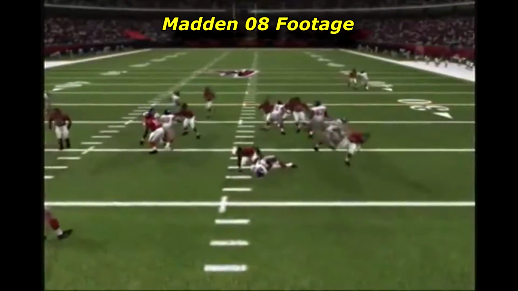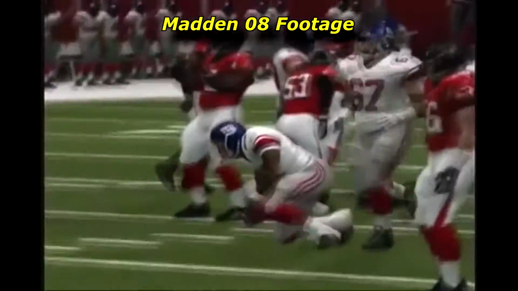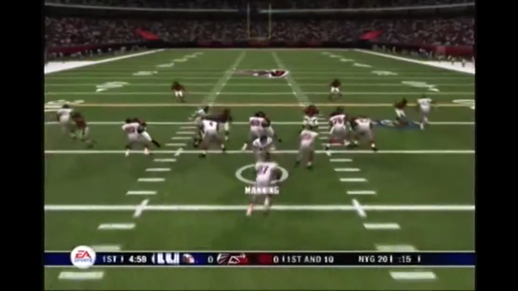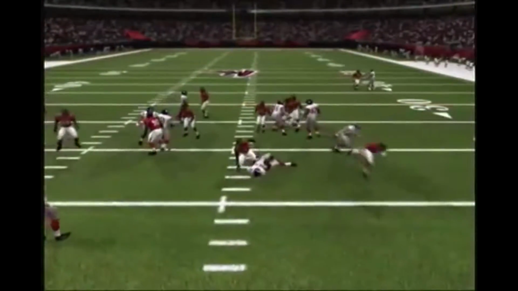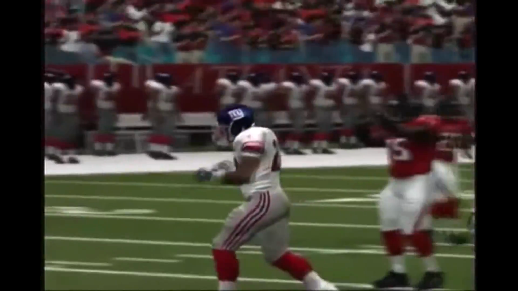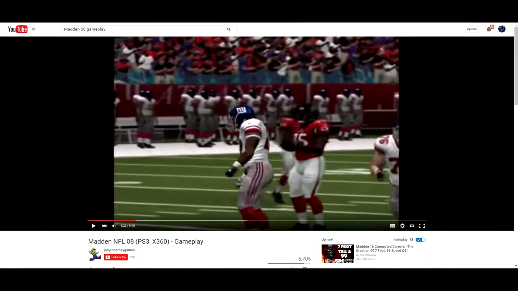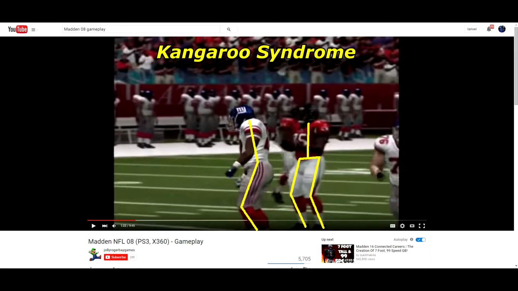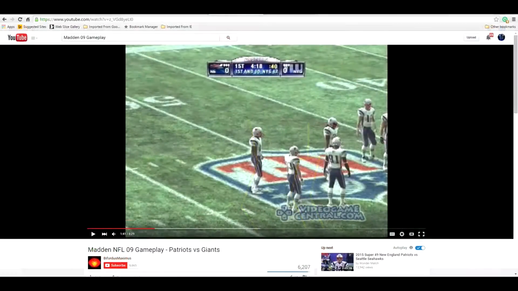This is footage from Madden 08. Now, if you really pay attention, a lot of the animations in this sequence look very familiar. But we're going to pay attention to something in particular, and it's going to show you what lies at the heart of our issues. Let's examine these players here, for example. Look at their posture. Look at how they're standing. Both of these players have what I would like to refer to as Kangaroo Syndrome. Now, for some reason, this is a staple of EA products.